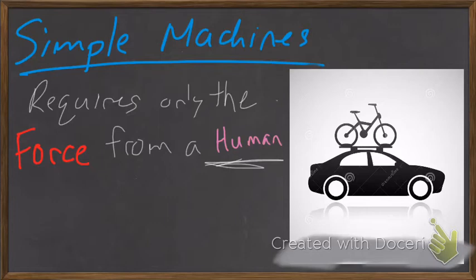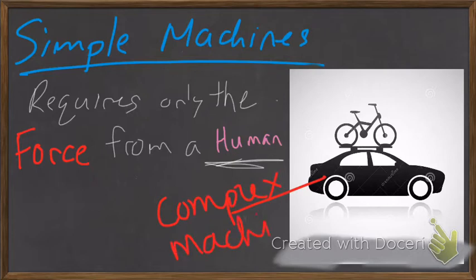Well, the car requires a lot more than just a human. Yeah, so the car requires gas to run, and I don't think you'd be able to push your car along to make it work, and that's not going to make anything easier on you. A short distance at least. Okay, so the car is more like a complex machine. That would make the bike your simple machine, okay?